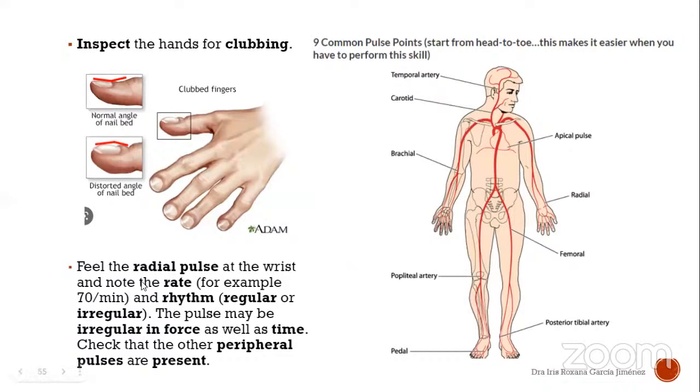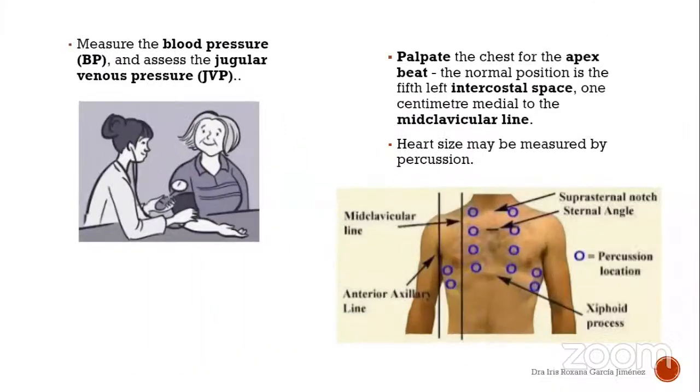So let's consider this. We evaluate the rhythm, if it's regular or irregular. If it's irregular, we must take the value in a full minute. About the measure of the blood pressure, the BP, and assess the jugular venous pressure, the JVP. Let's take into account that we must consider this activity as a basis of the evaluation.